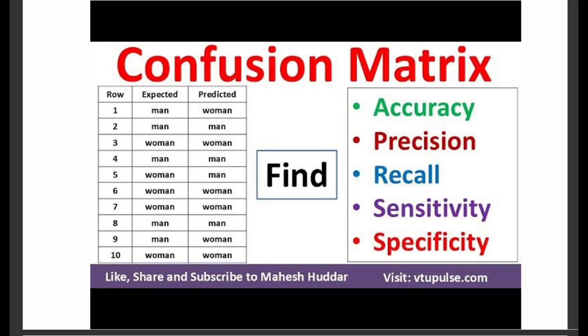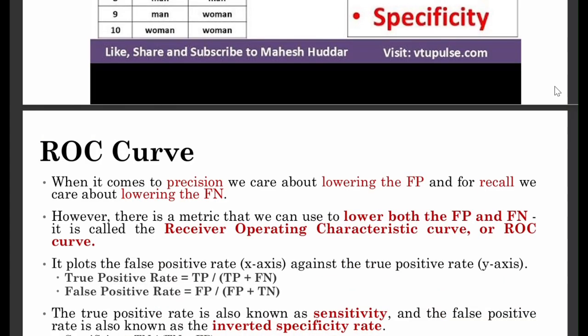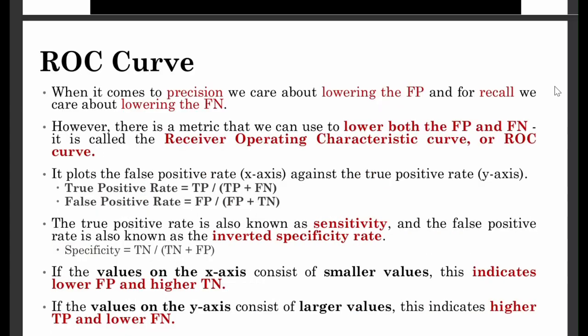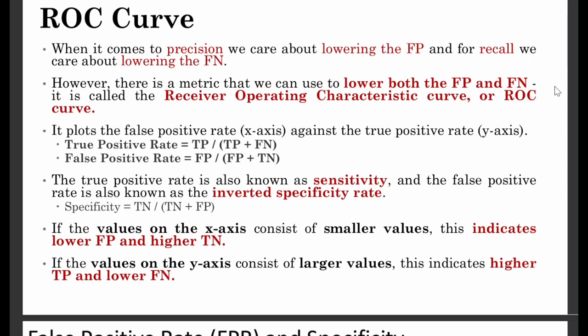Now, let's talk specifically about the ROC curve, the receiver operating characteristic curve. The ROC curve plots the false positive rate on the x-axis against the true positive rate (recall) on the y-axis as the classification threshold is varied. True positive rate is equal to TP by TP plus FN, this is recall, and false positive rate is given as FP by FP plus TN, which is 1 minus specificity.